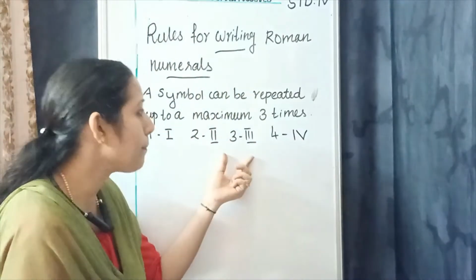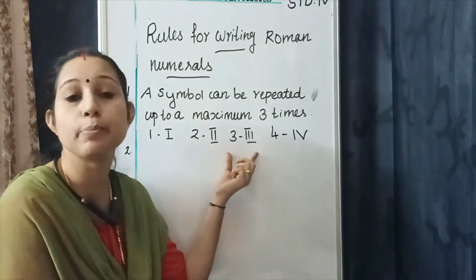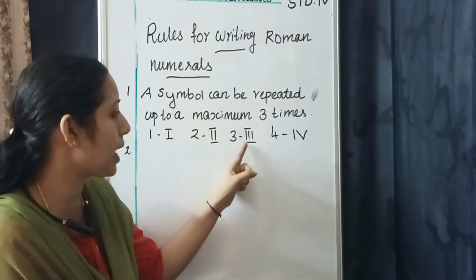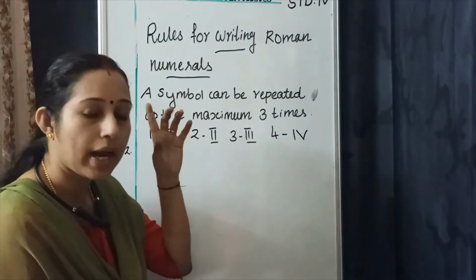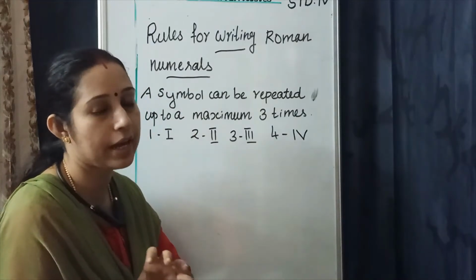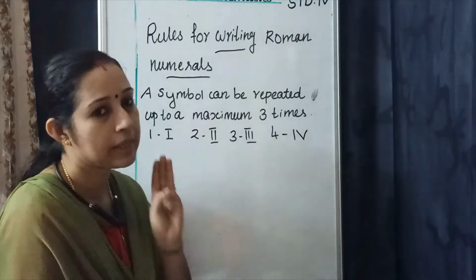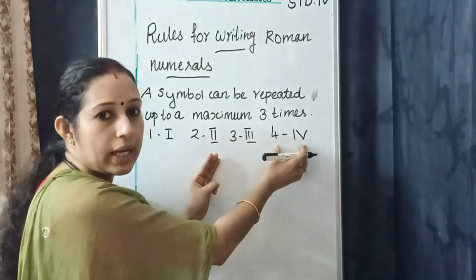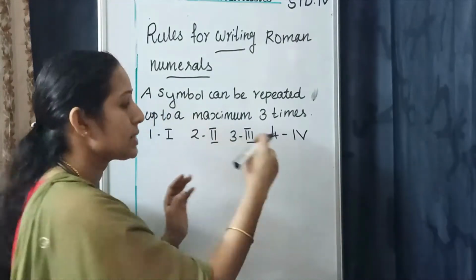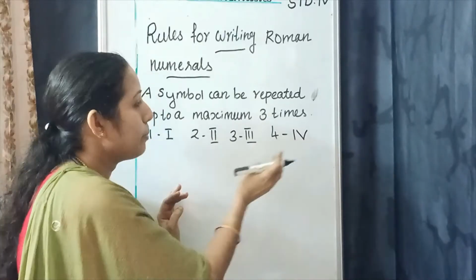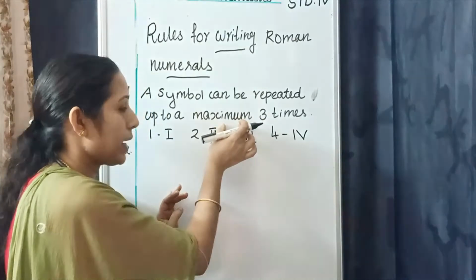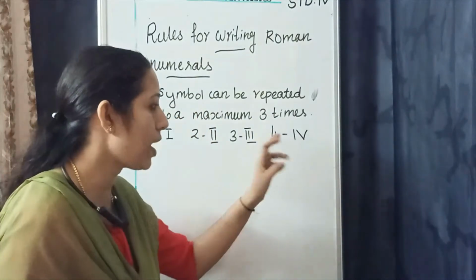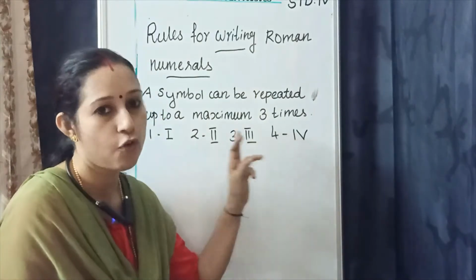So one symbol can be repeated a maximum of 3 times. Here 3, here 3, they use the first symbol I 3 times. Any symbol of the Roman numerals is used a maximum of 3 times. These are the symbols to write 1, 2, 3. But for 4, they don't use IIII. They use another symbol, that is IV. Why? Because as per the Roman rule, they use a symbol a maximum of 3 times. That's why they use this symbol to write 4.